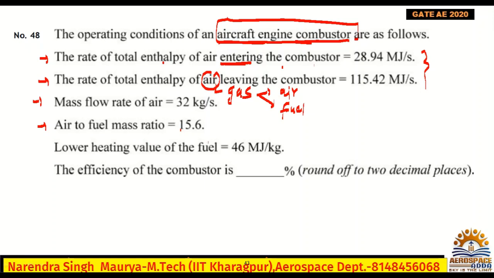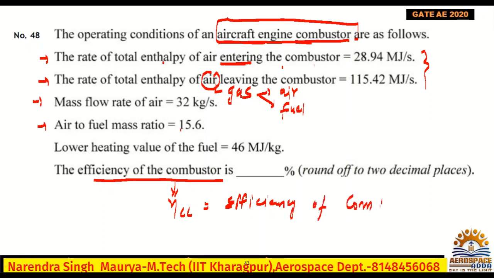Air to fuel mass ratio 15.6. The lower heating value of the fuel is given, and they are asking what is the efficiency of the combustor, which means the efficiency of the combustion chamber, eta cc. So this is one segment given for the aircraft engine combustor.